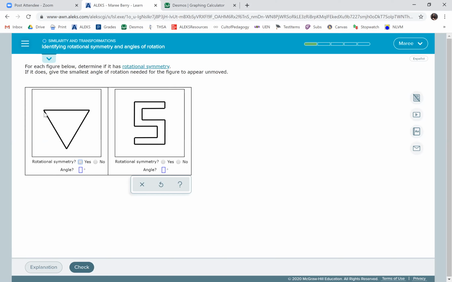Okay, this triangle, if you notice, when we rotate it around, this side will match up with the top. So this one does have rotational symmetry, and to figure out what the symmetry is, we have to do 360 divided by 3 because that's how many sides it has. And that would be 120 degrees.